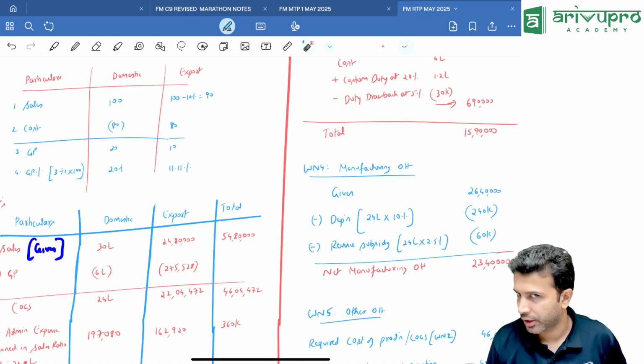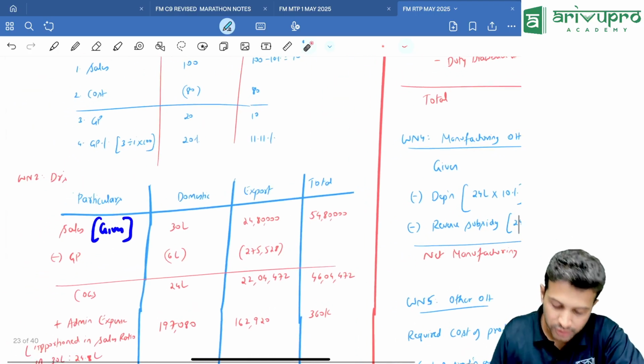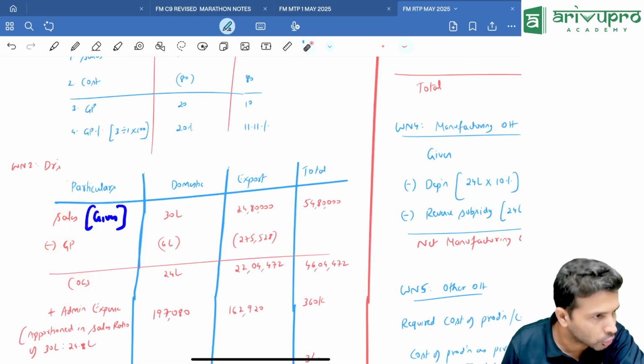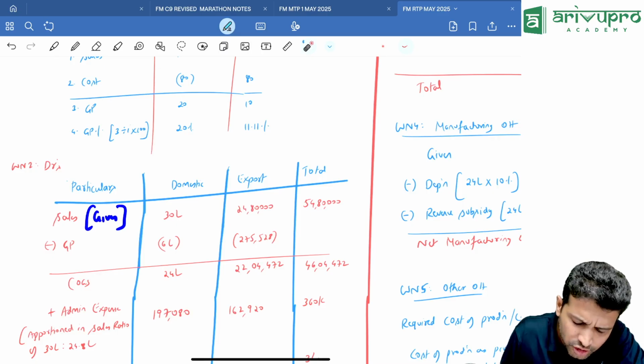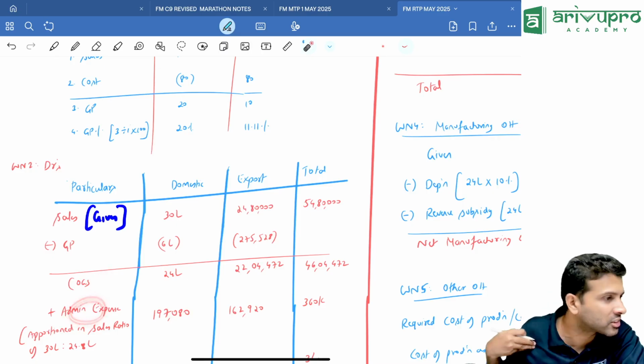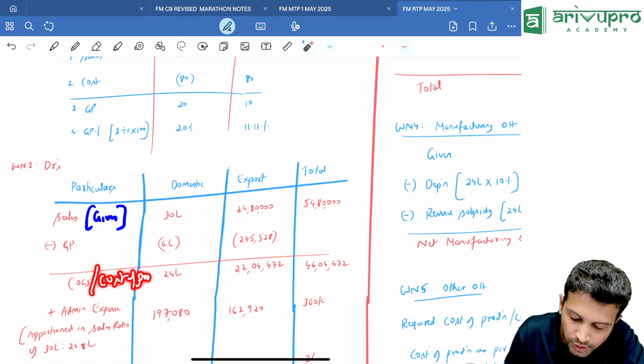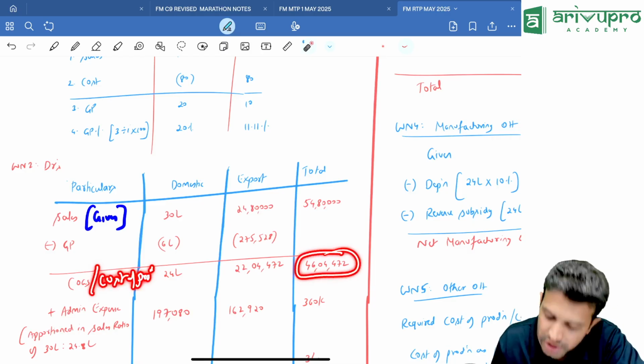Check the question, check our solution. We did sales minus GP. What did we get? Cost of goods sold. Or you can also call this cost of production. Administrative expenses come later on. You can call it COGS or you can call it cost of production. As per our calculation, how much is it?